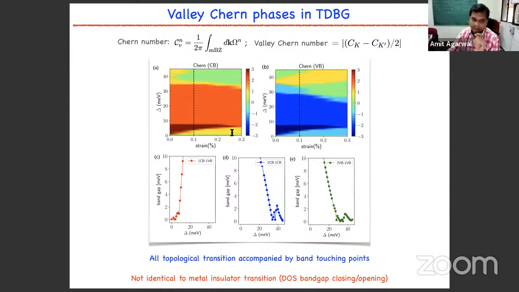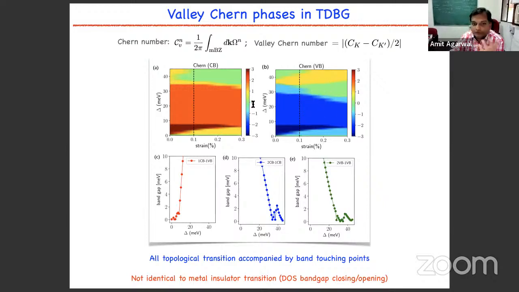And here I show the topological phase transition. So this is a phase diagram in the space of, let's say, the vertical electric field and strain. You can vary strain and you can vary the vertical electric field, and you can have different valley Chern phases. And this is just for the, let's say, first conduction band or the flat conduction band, and this for the flat valence band, etc.